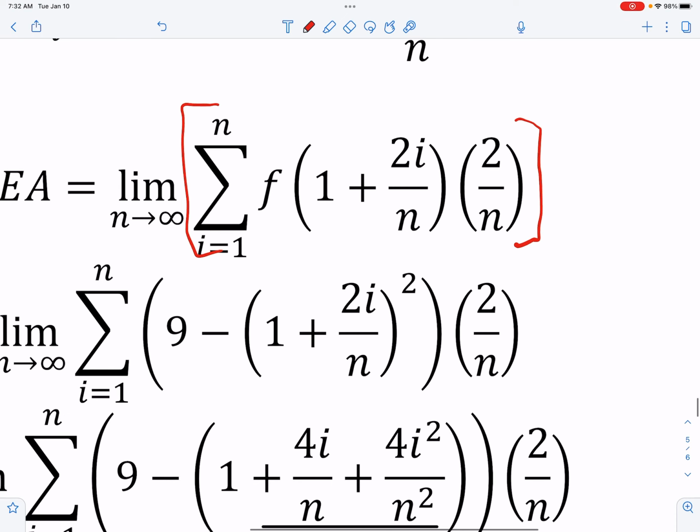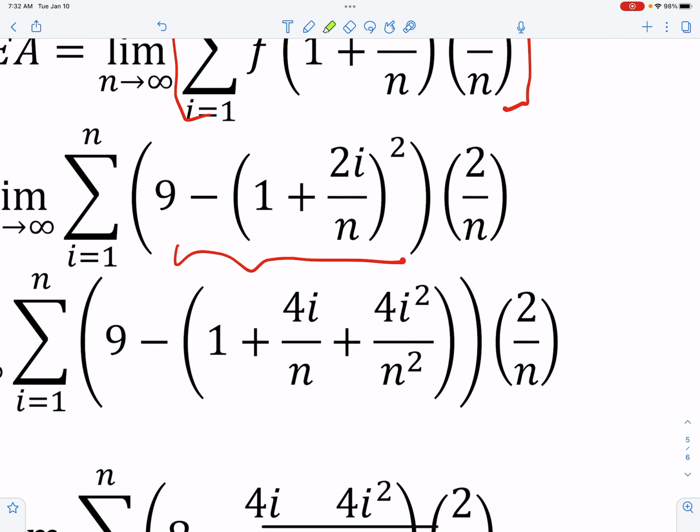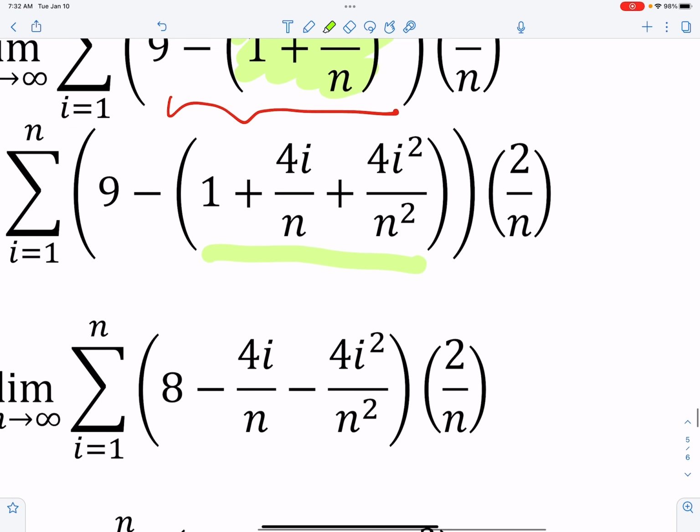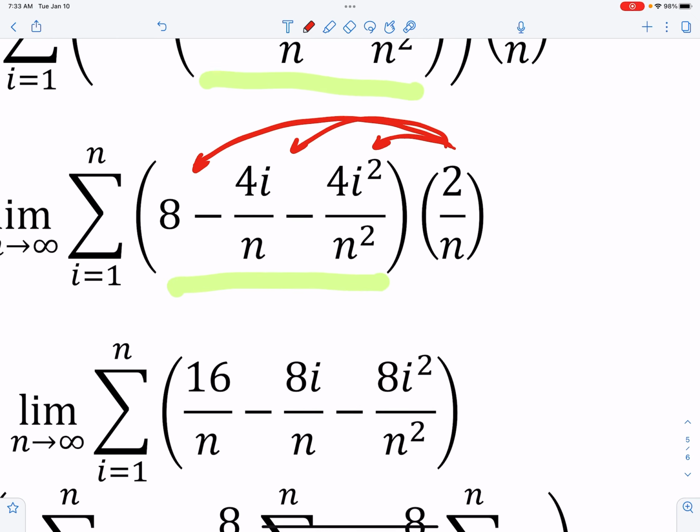And we have to rewrite this sum in order to take the limit. So replacing with the rule here for f of x, and then multiplying out 1 plus 2i over n squared, this is what we get here. And then distributing that negative and combining like terms, here we are. And then we're going to think about distributing 2 over n, so distributing delta x. And that leaves us with 16 over n minus 8i over n minus 8i squared over n squared.